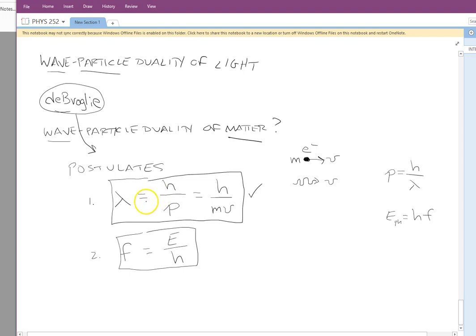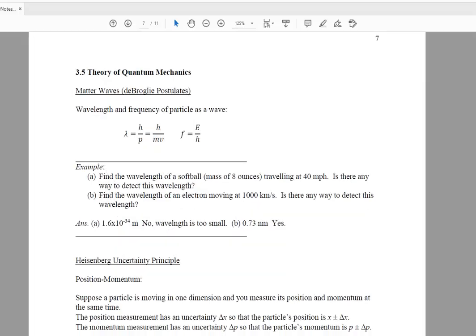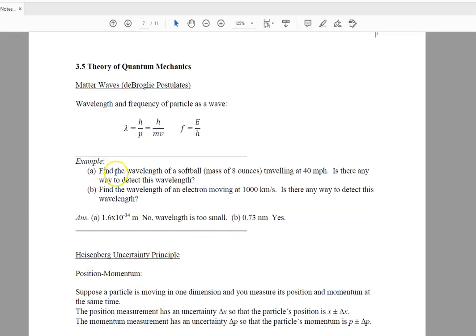All right. In fact, let me go to the summary notes. I'll show you guys. If you look in the summary notes right here, I want to do this example. We're going to find the matter wavelength, sometimes we call that the de Broglie wavelength, of a softball. So 8 ounces, and let's say somebody throws it at 40 miles per hour. Okay, and what we want to find out is what is the matter wavelength if we're going to treat that as a matter wave instead of as a particle, right?